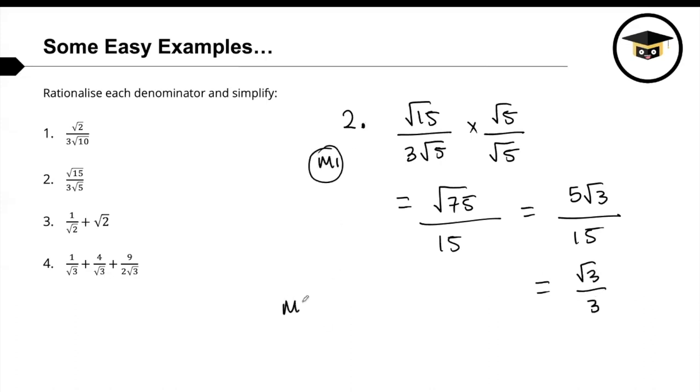Method 2, we actually didn't even have to do all this rationalizing. We already know that root 15 over root 5 is going to be root 3, because remember 15 on 5 is 3, so root 15 on root 5 is root 3. So we just get root 3 over 3, and that would be our final answer. So depending on whichever method works best for you, use it.